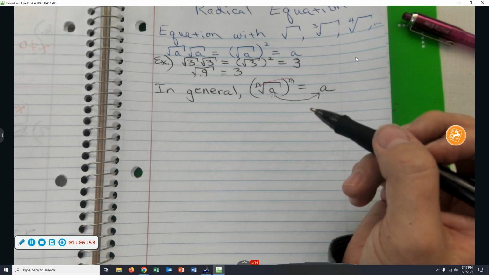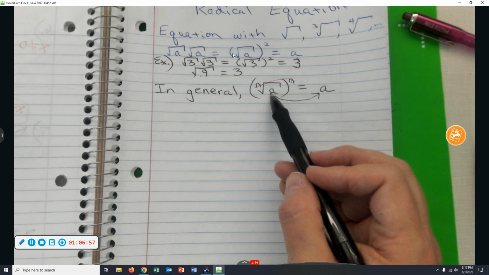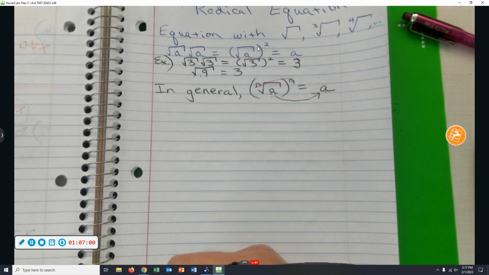Does it cancel out the square root of 2 or just the answer? Yes, the radical, the symbol, everything. You're just left with the thing that's underneath it.